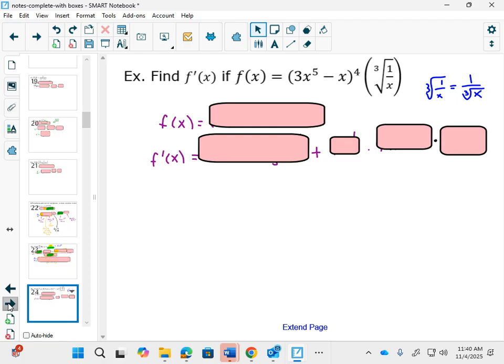I like to look for my product and quotient rules first. Could I put a dot for multiplication here where what's on the left has an x and what's on the right has an x? Absolutely. Can you see that if I put a multiplication dot right here, then this being my first one definitely has a derivative, and this being my second one definitely has a derivative.